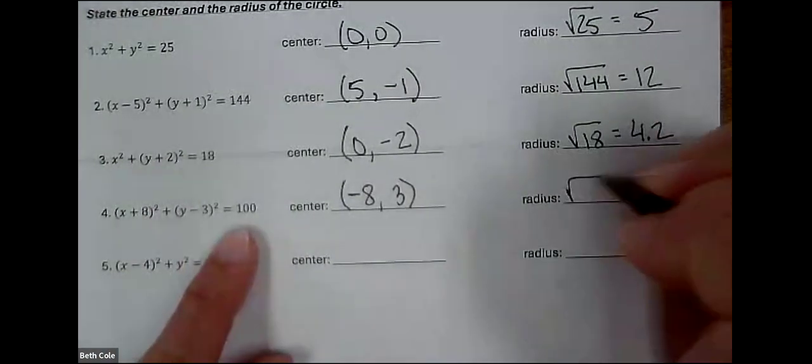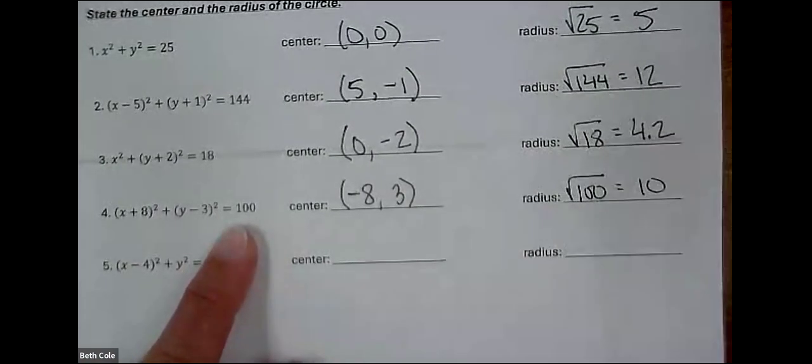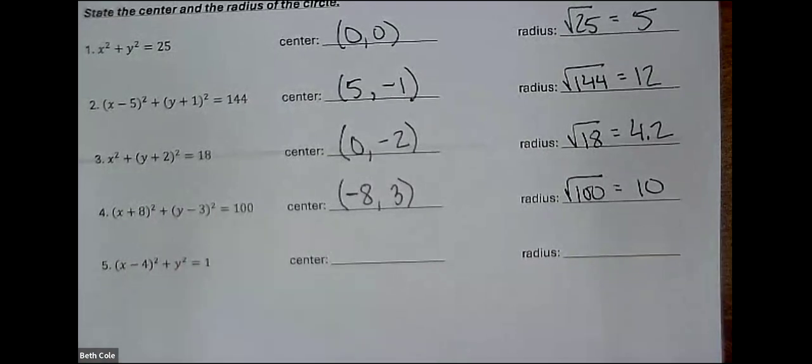And then your radius is square root of 100. Does anyone know that one? I will tell you, obviously, but good, 10. 10 squared is 100. All right, let's try one more.